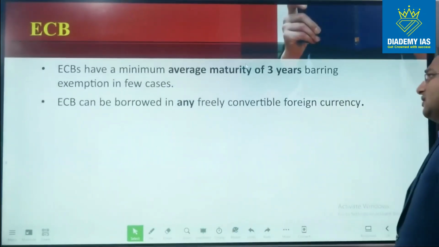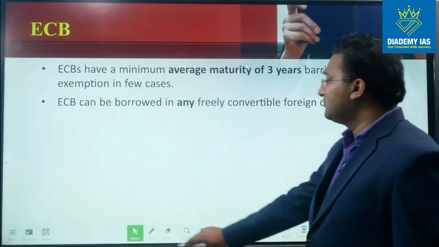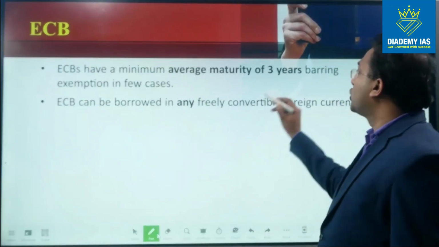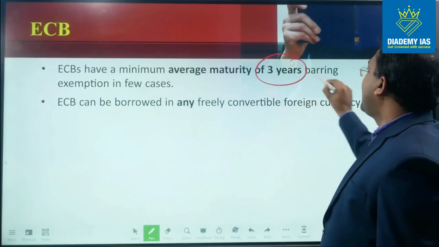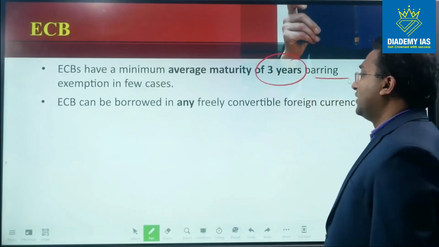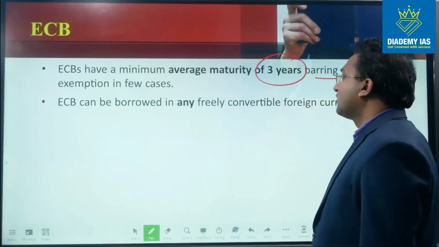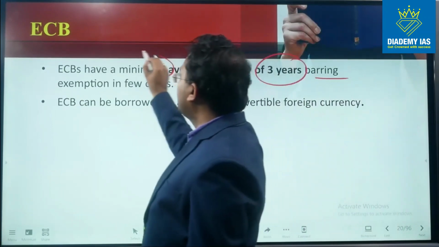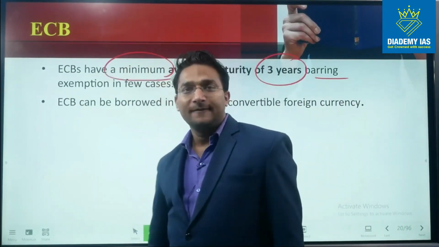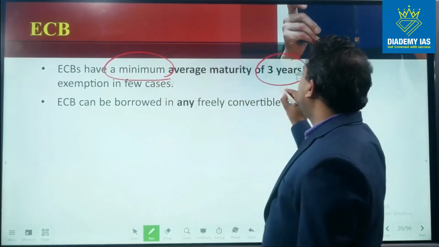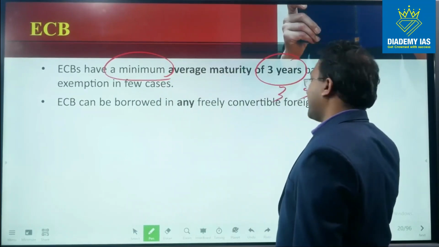Now, this is important. ECBs have a minimum average maturity period of 3 years, barring exception in a few cases. So, except few cases, this is the minimum. This is not the fixed, not the exact. This is the minimum. That means it can be 3 years, 5 years, etc.